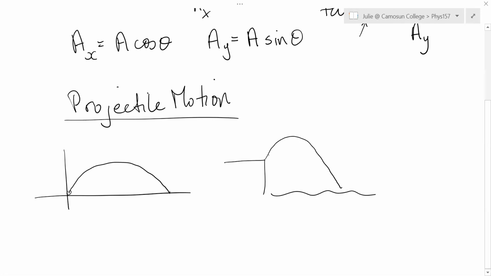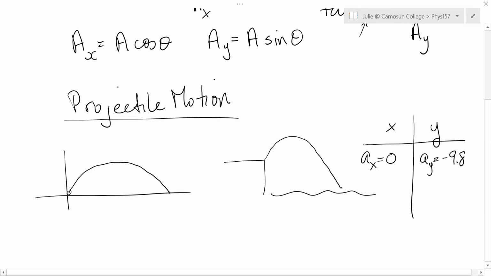The thing to remember is that in the X and Y directions of its motion, you can analyze the kinematics separately. And in the X direction, there is no acceleration. So there's no force sideways on these objects. There is only the force of gravity, which causes its Y direction acceleration to always, always, always be negative 9.8. All the kinematic equations then apply in each direction.